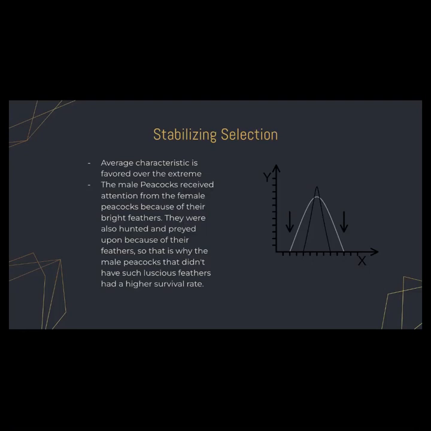In stabilizing selection, the average characteristic rather than the extreme is favored. For example, some male peacocks have bright, luscious feathers that female peacocks find attractive because it looks as if they are fit. The male peacocks that do not have many feathers appear as if they are weak in the eyes of the female peacocks. They tend to survive longer in actuality compared to the fit-looking peacocks because they easily attract predators, making it harder to reproduce, while the less fit-looking peacocks can evade predators easily.